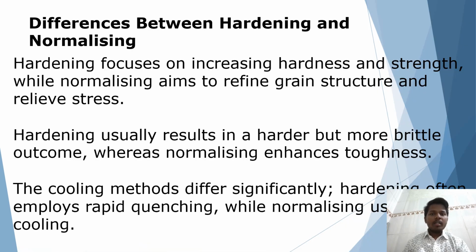Difference between hardening and normalizing. Hardening focuses on increasing hardness and strength, while normalizing aims to refine grain structure and relieve stresses. Hardening usually results in a harder but more brittle outcome, whereas normalizing enhances toughness. The cooling methods differ significantly. Hardening often employs rapid quenching, while normalizing uses air cooling.